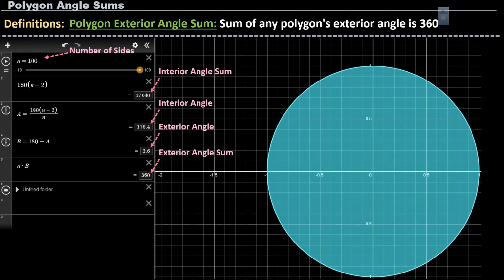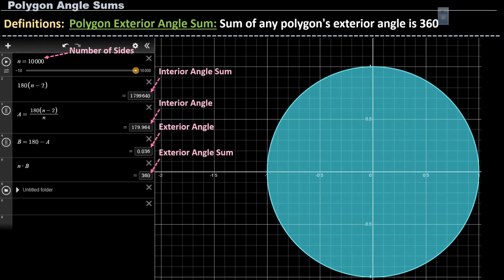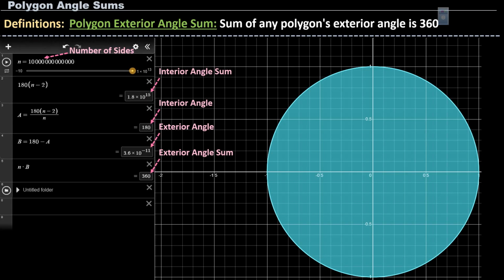And as we increase this to a much larger number, like 10,000 sides, or if we go even more extreme, like 10 billion sides, what we see is that this polygon has essentially turned into a circle. And as this polygon basically turns into a circle, the interior angle sum gets closer and closer to what is basically infinity. Each interior angle gets closer and closer to 180, which is a straight line.